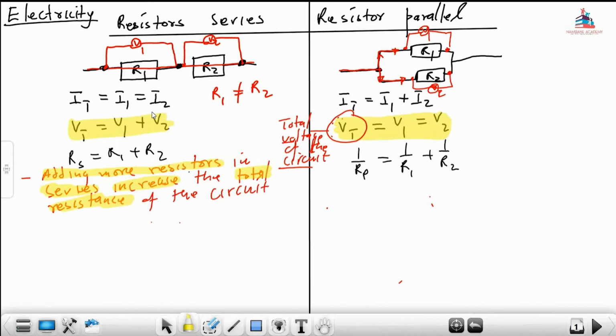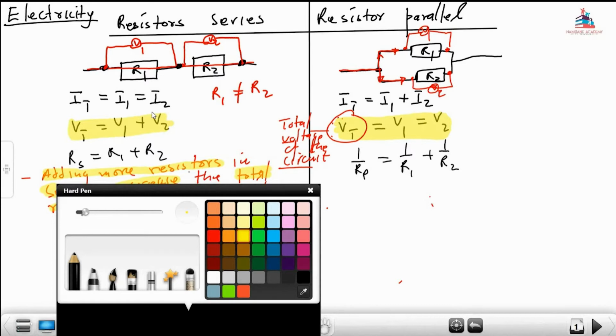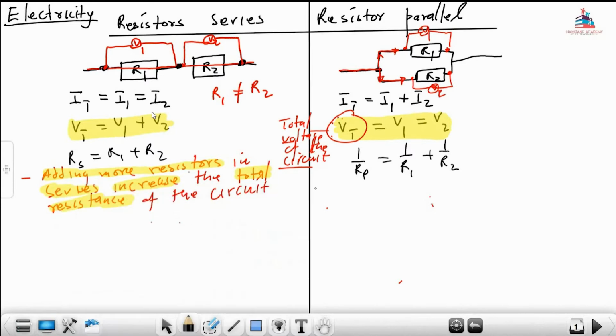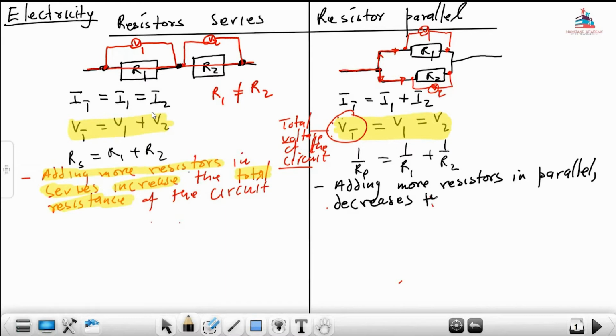But furthermore, adding more resistors in parallel decreases the total resistance of the circuit. So this is now the difference between the two.